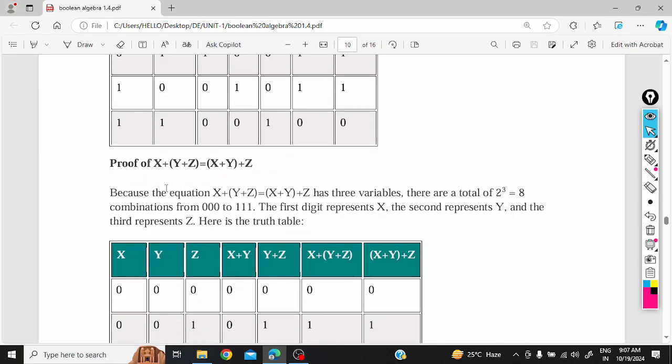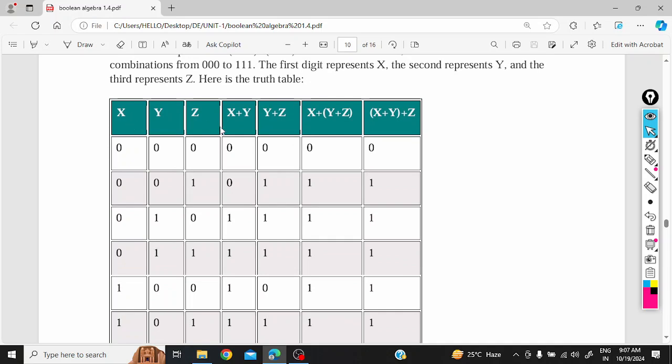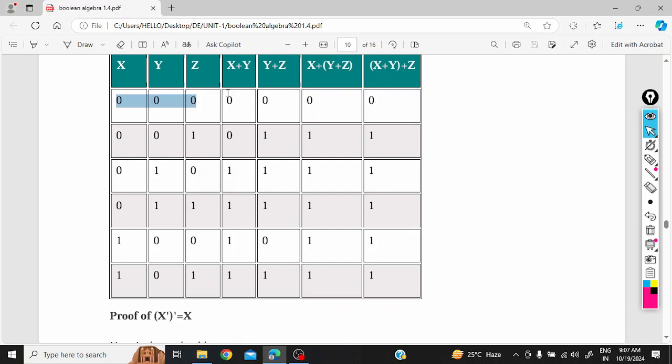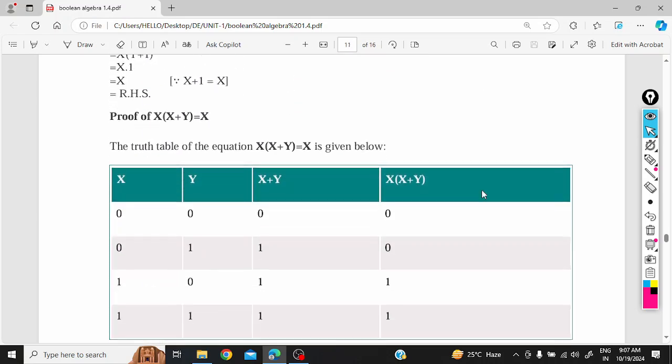Now this is also one of the examples. Like we are proving all the properties, X plus (Y plus Z) is equal to (X plus Y) plus Z. That is how we are representing this. Now for X, Y, Z, the three input variables can go from 0 0 0 to 1 1 1. If you observe the values at the output level, X plus (Y plus Z) has the same values as (X plus Y) plus Z. So this is how we prove the given expressions using truth tables.